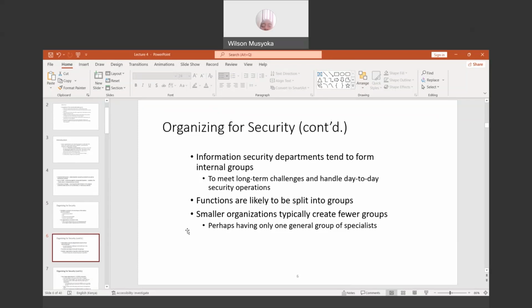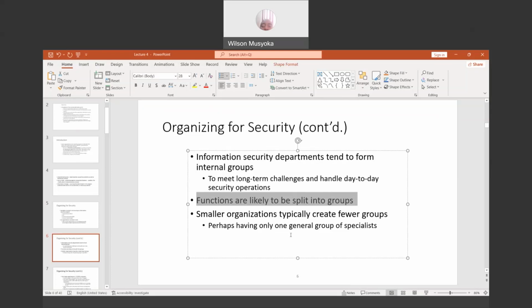And then in terms of long-term plans, you're also looking at how the information security is weighed down and how it needs to be revamped in terms of infrastructure. You could be talking about buying new servers, buying new firewall systems, and such. So that is where the information security department comes in. And then those functions can be divided into groups.